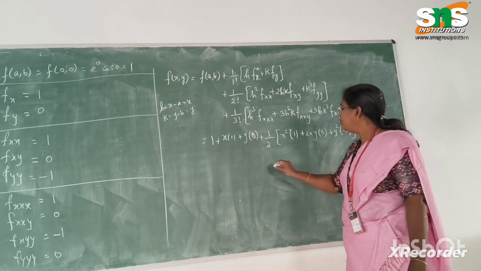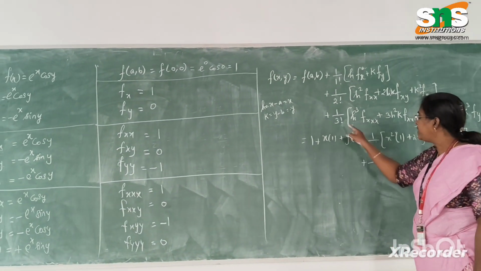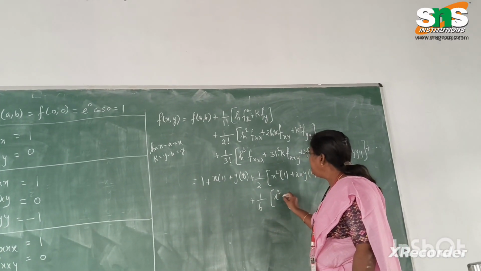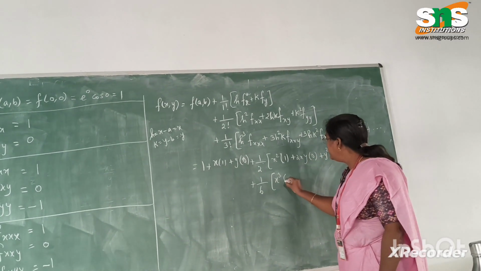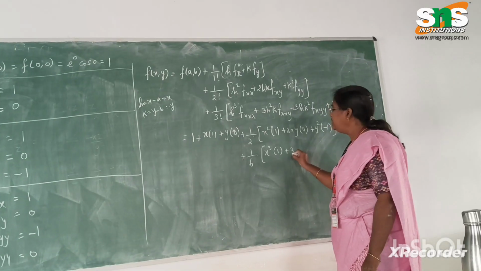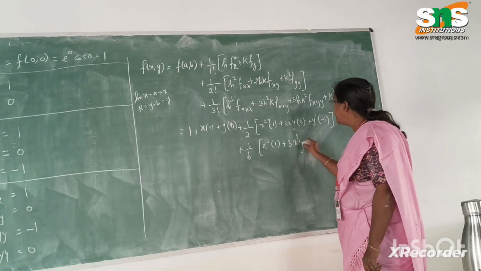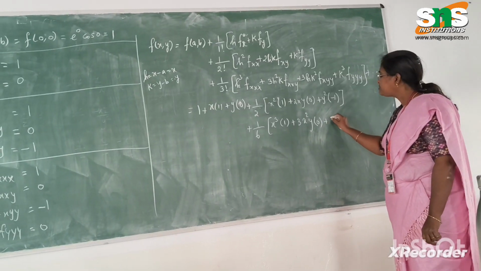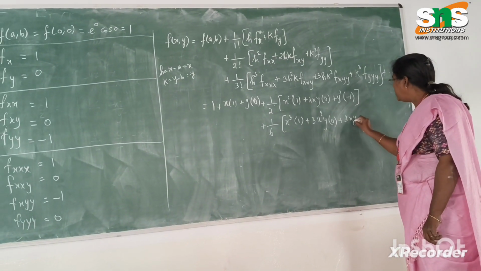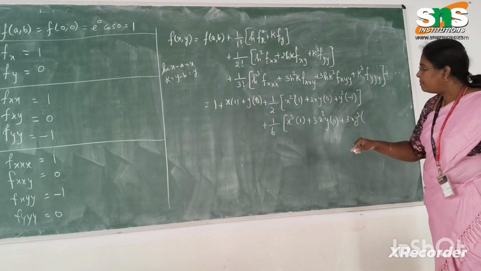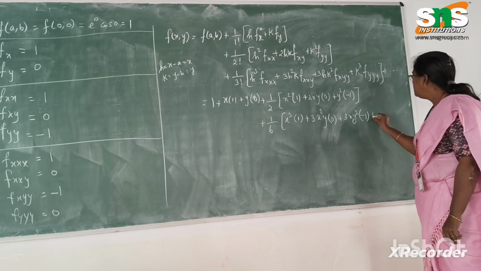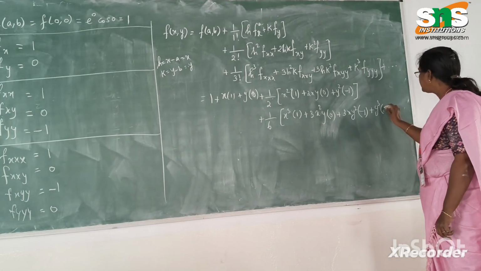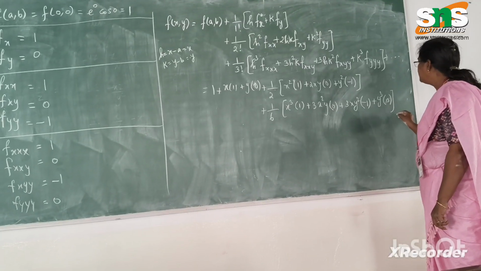The second level is over. Plus 1 by 3 factorial, so 2 into 3, 6, x power 3 into 1, plus 3 x squared y into fxxy which is 0, plus 3 x y squared into minus 1, plus y power 3 into 0. So that's all, the sum is done.